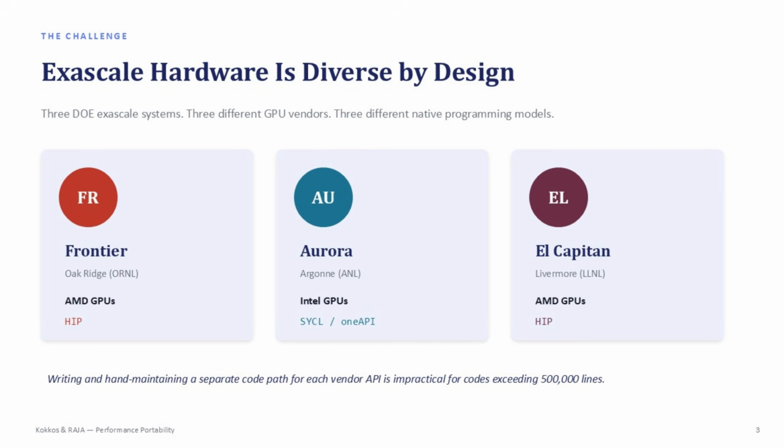Modern high-performance computers use different types of hardware. For example, Frontier uses AMD GPUs while Aurora uses Intel GPUs. These systems can use different programming technologies such as HIP and SYCL. The problem is that writing separate code for every type of hardware takes a lot of time and effort, so we need a better solution.